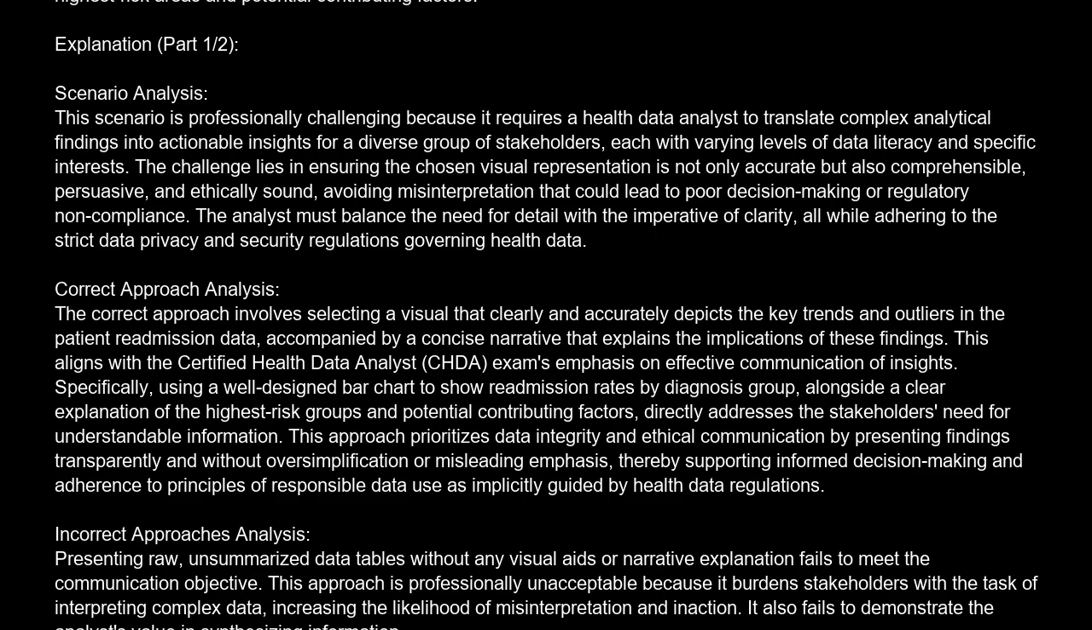The correct answer is B. A clear bar chart illustrating readmission rates by diagnosis group, accompanied by a concise narrative highlighting the highest risk areas and potential contributing factors. Explanation.